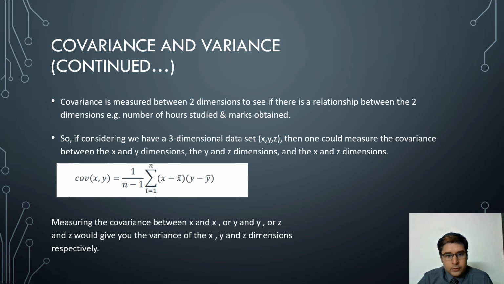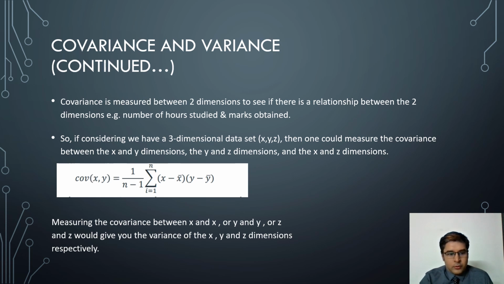Covariance is measured between two dimensions to check if there is a relationship between the two dimensions or not. For example, the number of hours studied and marks obtained. So if we have a three-dimensional data set, then one could measure the covariance between the x and y dimensions, the y and z dimensions, and the x and z dimensions.